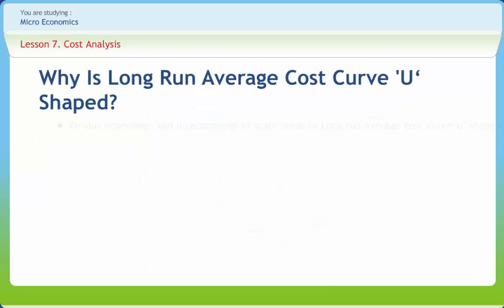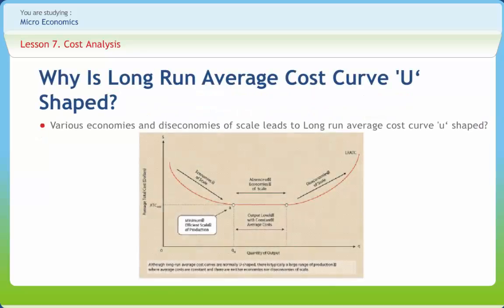At last, the topic for discussion is why long-run cost curves are U-shaped. Average cost curve is U-shaped because of the economies and diseconomies of scale. The curve shows the relationship between cost and quantity produced in the short run when labor is variable and in the long run when other factors of production are variable.